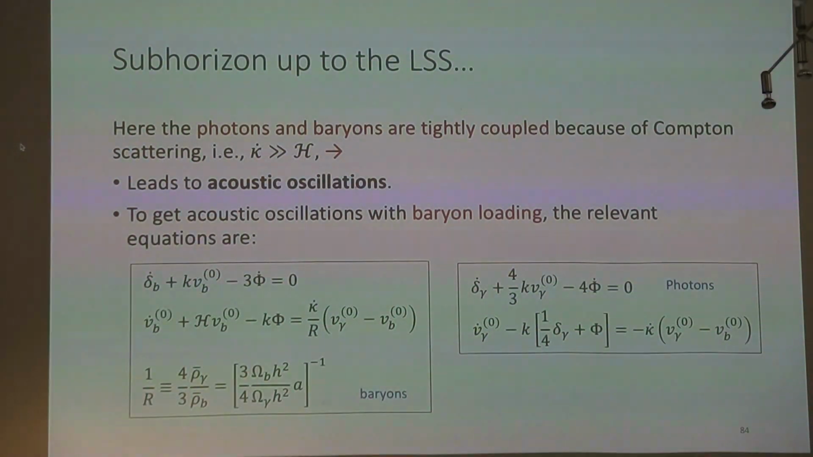I've introduced a parameter R, okay, and 1 on R is defined essentially as just 4 divided by 3, and then the background photon density divided by the background baryon density. This quantity here scales like a to the minus 1, okay, so it's time dependent. This thing is called a baryon to photon ratio, not surprisingly. And what it leads to essentially is what is called baryon loading. Okay. So let's see what we can do with that.